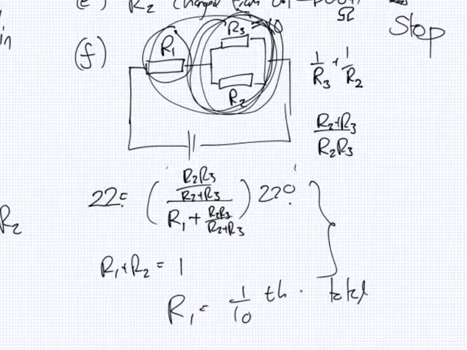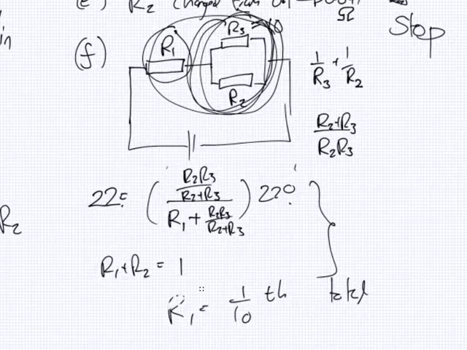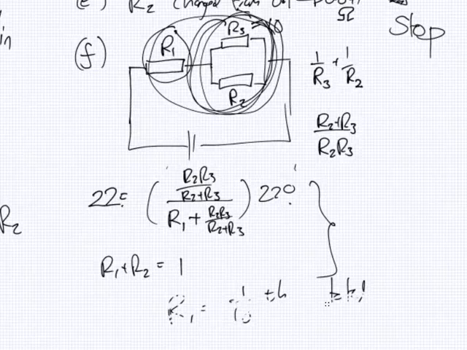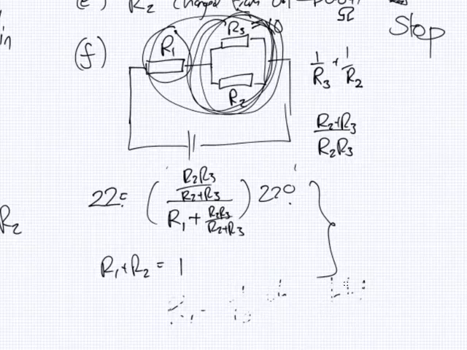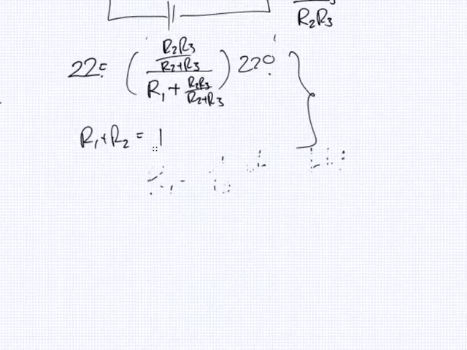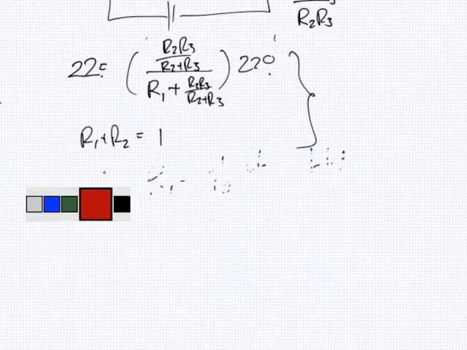Let's see. R1 plus R2 is 1. Well, I suppose the other thing is, if you want to do it as an equation, you also know that R3 is equal to 10. Shall we just see what equations we can make, how ugly they are? We don't have to solve them. Let's just see what we can make.